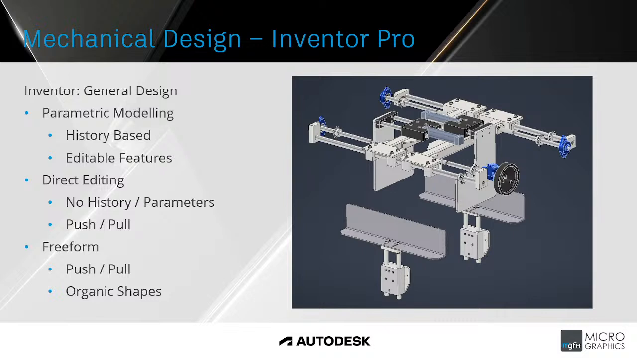And then lastly, freeform. Freeform allows you this push and pull sort of workflow, much like direct editing, to essentially push and pull on surfaces almost like you were molding clay. And you can create nice organic shapes using the freeform environment within Inventor. So we have these 3 different design paradigms, different ways of designing, parametric, direct, and freeform, built into Inventor to assist in the design process of creating that digital prototype.